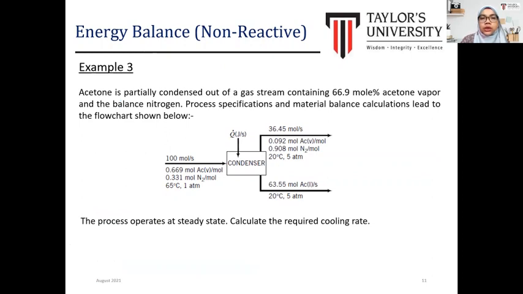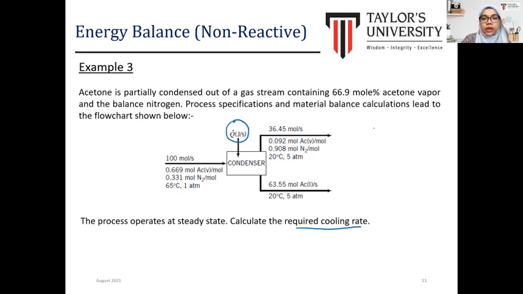Acetone is partially condensed out of a gas stream containing nitrogen. The balance has already been performed here. You can take a look at this diagram. Okay, the question is to calculate the required cooling rate here. So we need to determine the Q here.